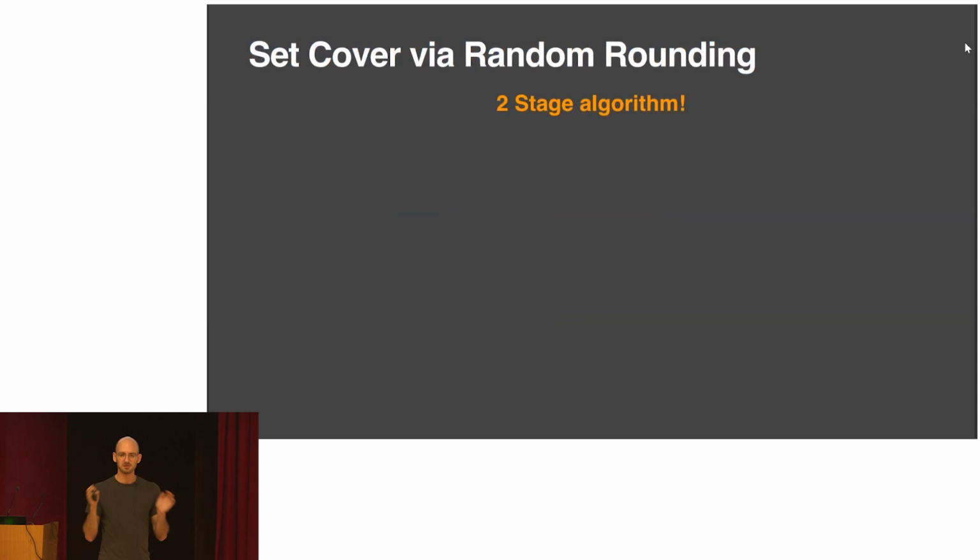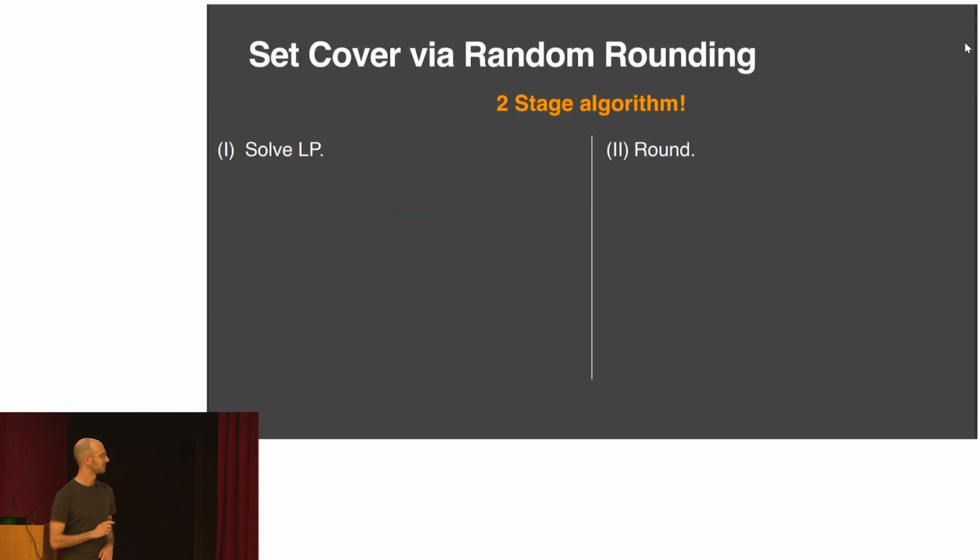So how do we solve set cover? Before we jump into how we give this random order algorithm, let's talk about how you would solve set cover offline, just to make sure we're on the same page. It's the classic algorithm that we teach in approximation algorithms class. There are many ways to solve set cover, but here's a convenient one for our purposes. We're going to solve an LP and then round the LP.